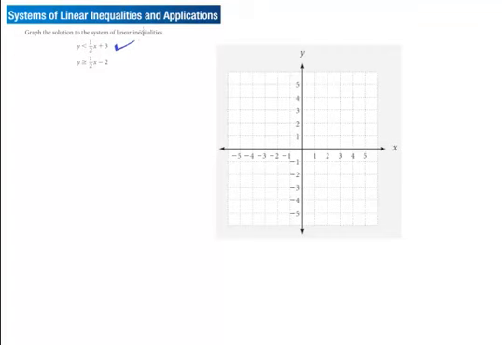If I'm going to graph it, I'm going to look at the slope, m equals 1/2, and the y-intercept, which is 3. I'll draw a dot. The slope is 1/2, so that means rise 1, run 2, rise 1, run 2. So these are my points. This is a strictly less than, so instead of drawing a solid line, I am going to draw a dashed line. And this is what it looks like.